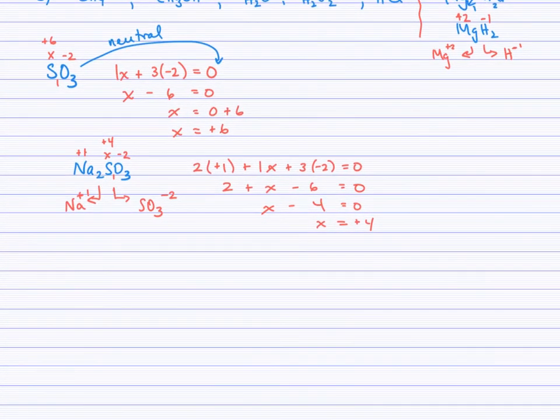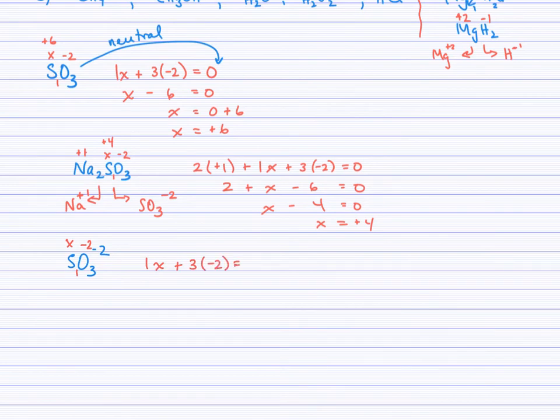Now, could you have solved that just working with the polyatomic ion of the sulfite ion? Certainly you could have. We would assign the oxidation number to be -2, call the sulfur X, fill in the subscript, and set up our equation. 1 plus X plus 3 times -2.